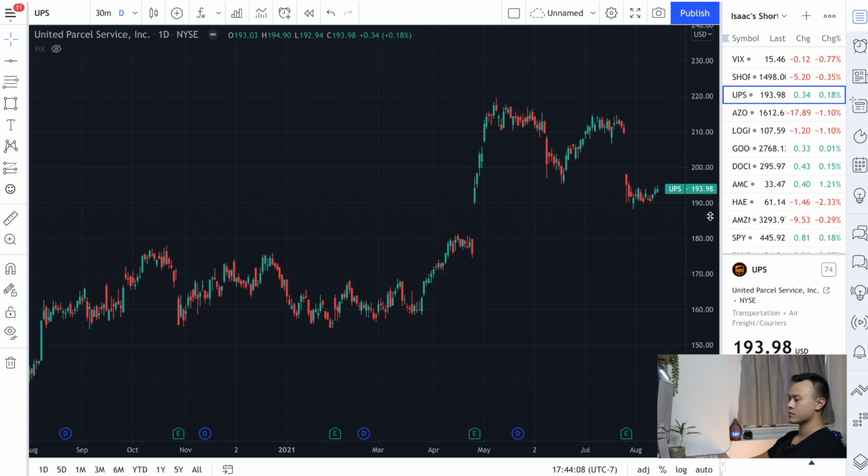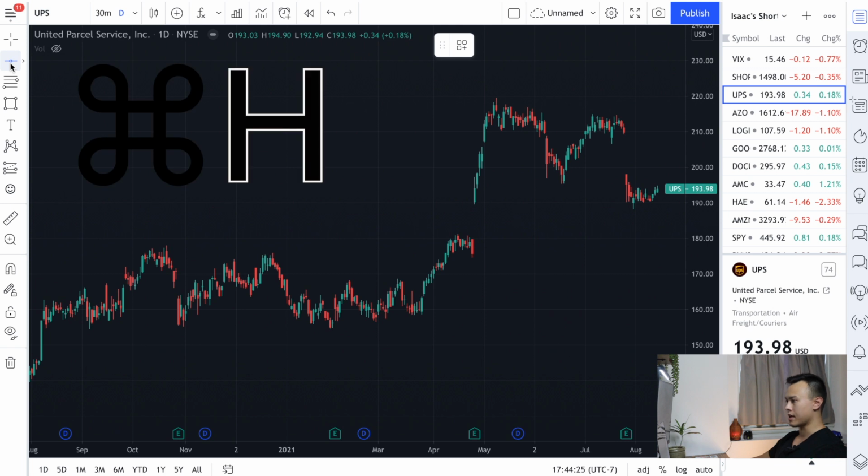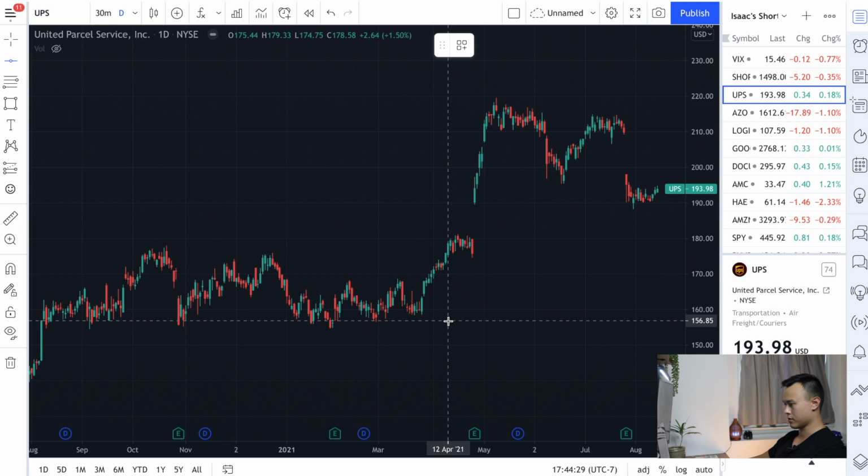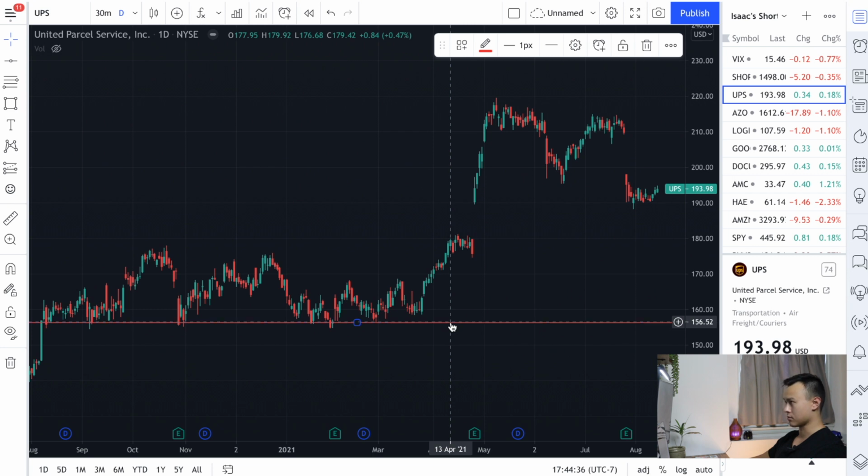So I want you to treat support and resistance like a floor and a ceiling, with support being your floor and resistance being your ceiling. So let's draw this first line here, and you can click on this right here, or if you're on a Mac, you can hit Apple H, and we'll draw our first level of support right around here at 156, okay?